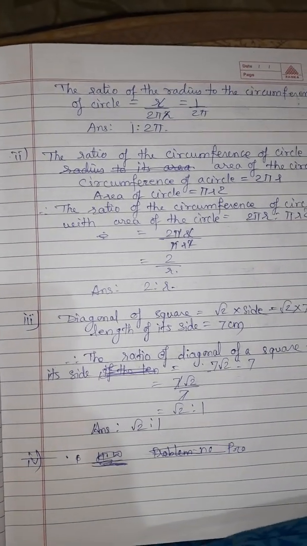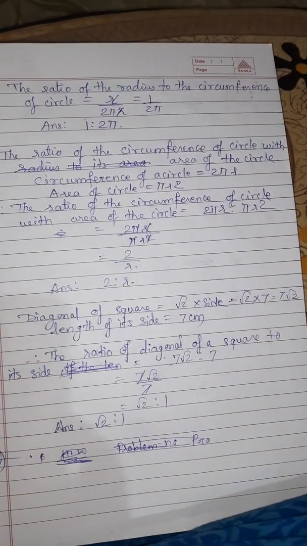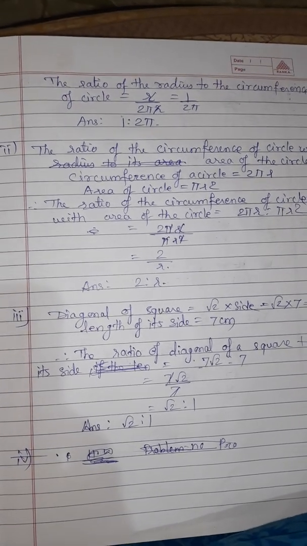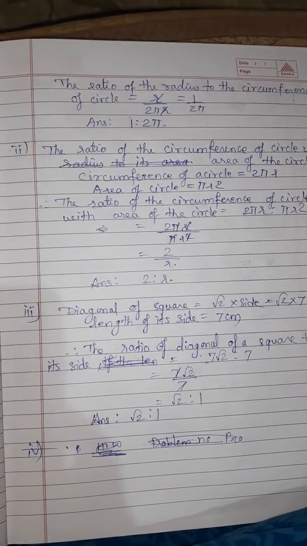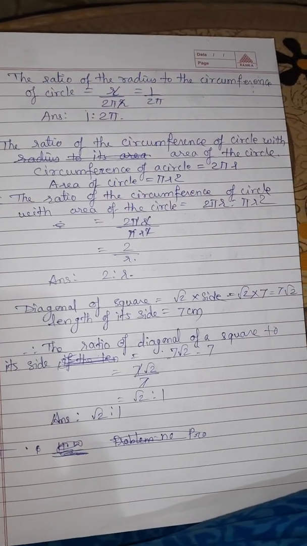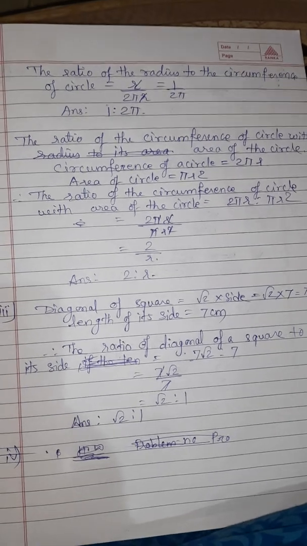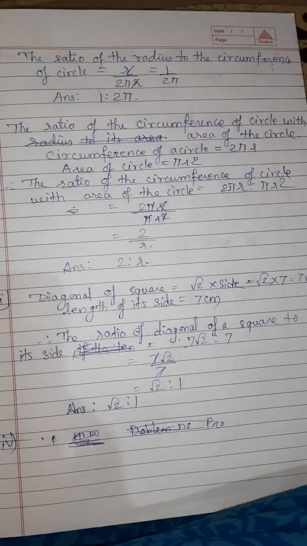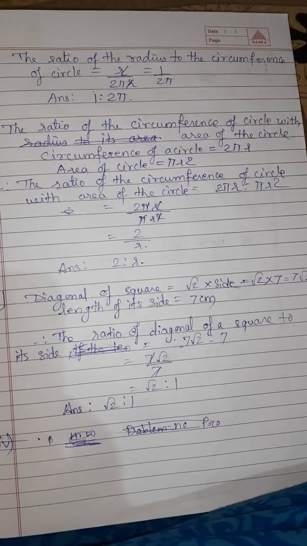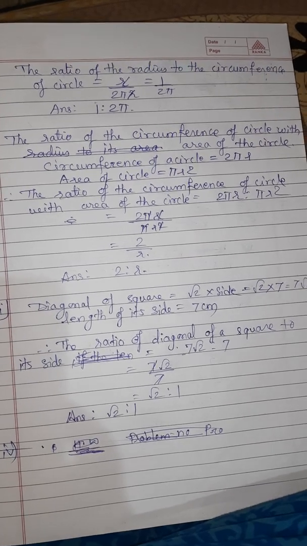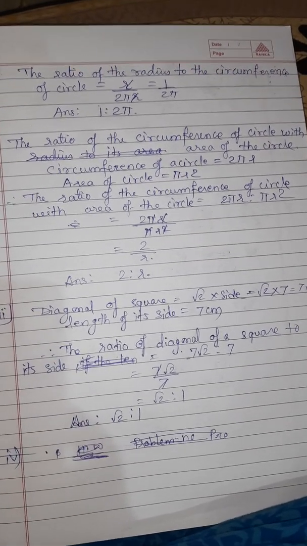In the second one, the ratio of the circumference of the circle with the area of the circle. Students, please listen carefully. There is some printing mistake in the problem, so you correct the problem here. The ratio of the circumference of the circle with the area of the circle. We know the circumference is 2 pi r and the area is pi r square. When we find the ratio 2 pi r upon pi r square, we cancel pi and 1 r with r square. So we will get 2 upon r. So 2 is to r is the final answer.